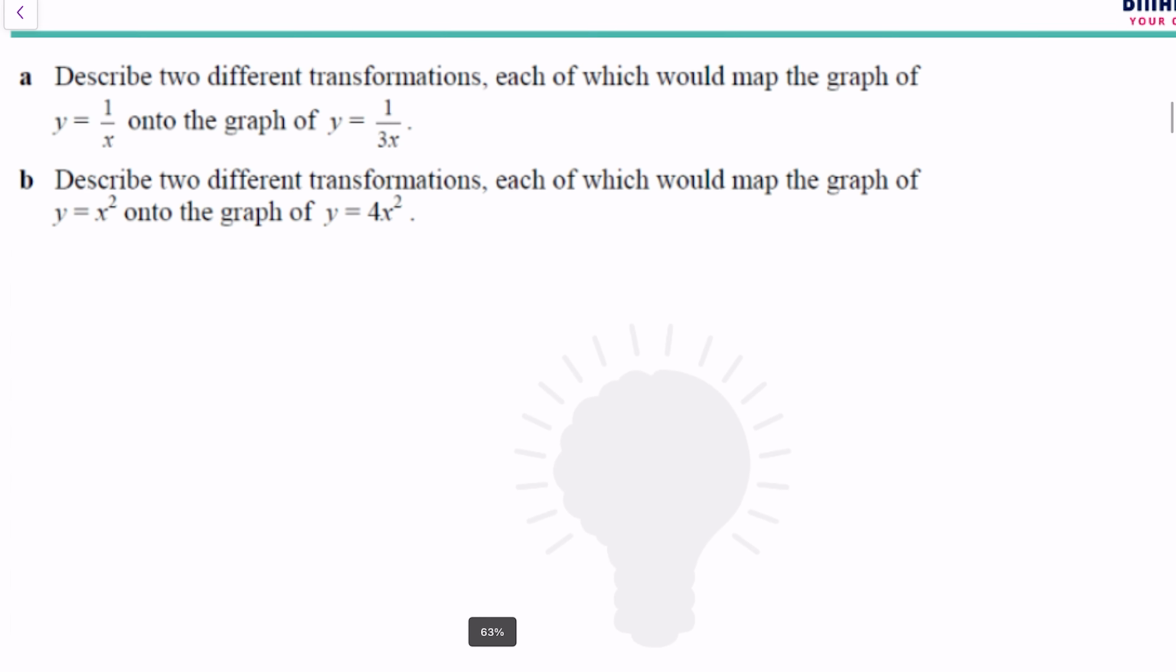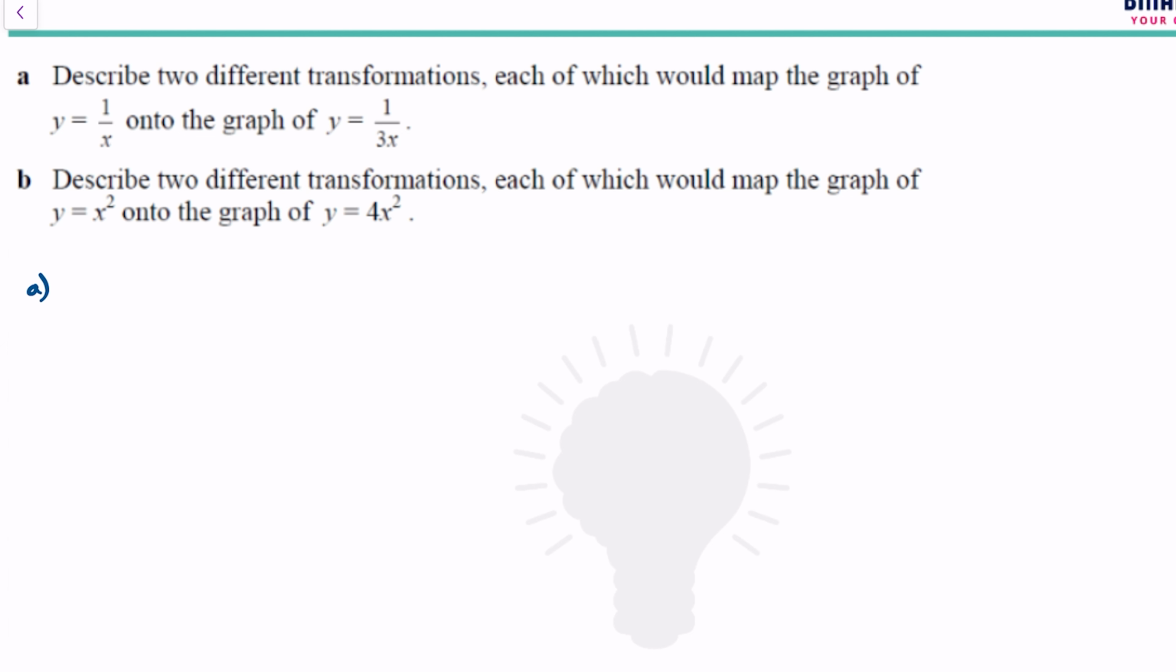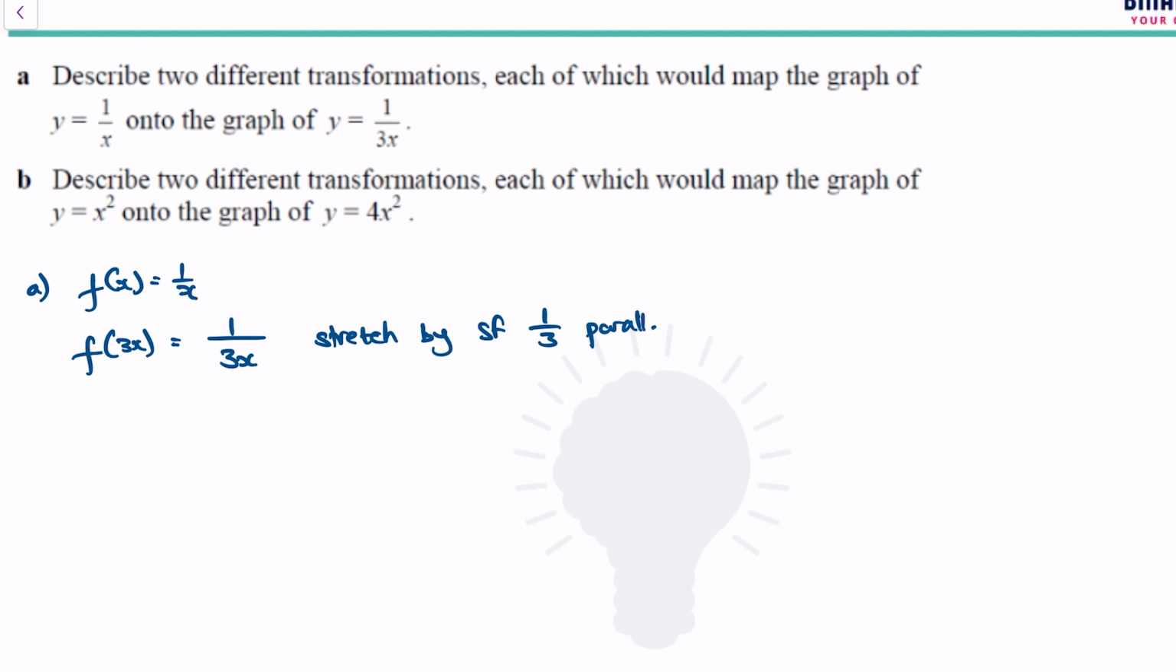Okay, so let's go through the examples. It says, describe 2 different transformations, each of which would map the graph of y equals 1 over x onto the graph of y equals 1 over 3x. So if f of x is equal to 1 over x, then f of 3x will be equal to 1 over 3x, which is what we want. So this is a stretch, because it's 3x, it's inside the bracket. So by stretch by scale factor, the opposite thing happens inside the bracket. So a third parallel to the x-axis.